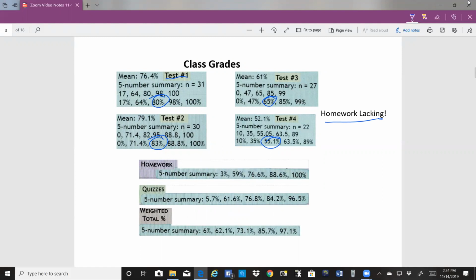Also have a summary here of the median homework grade, 76.6%. For the quizzes, dropping the lowest grade, 76.8, and 73.1 for the overall score for all of the tests and homework.